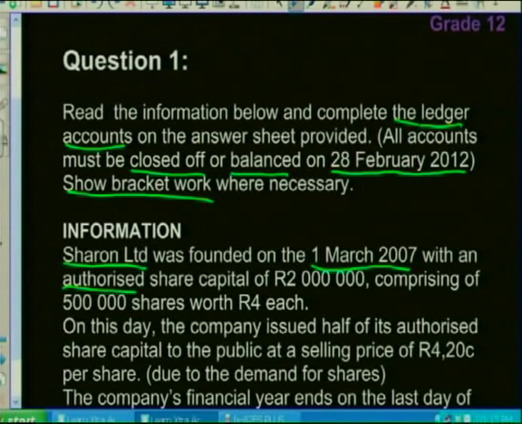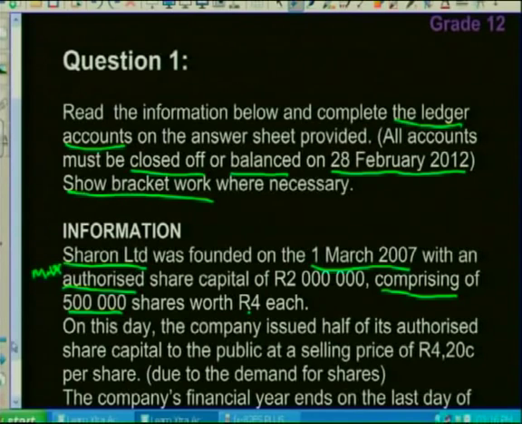Now the word authorized, I know you've come across this before, but let's just quickly recap. Authorized simply means in their memorandum of association and the articles of association, what is the maximum number of shares this company is allowed to sell. So you've got an authorized share capital of 2 million rand, which comprises 500,000 shares worth 4 rand each. So in other words, your maximum share capital that can be raised is 500,000 times my 4 rand, to give me that 2 million rand capital.